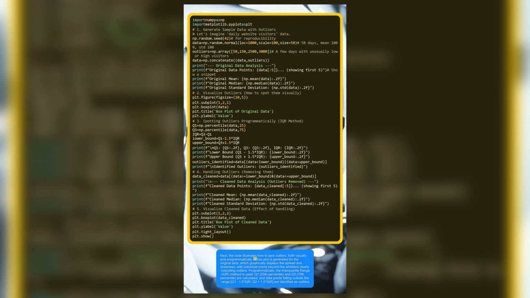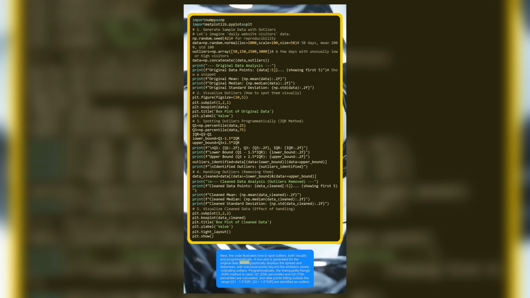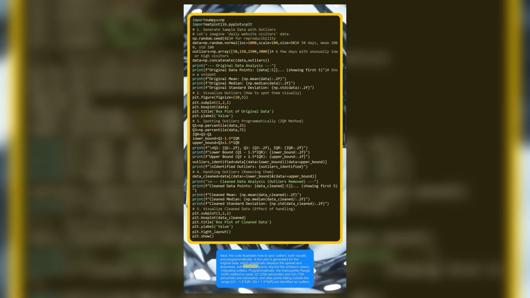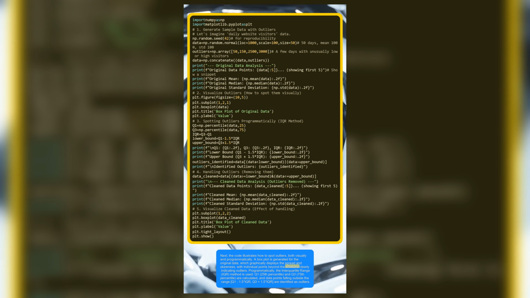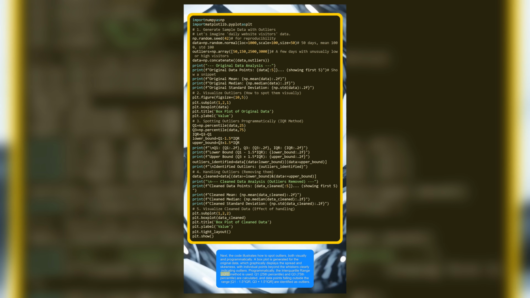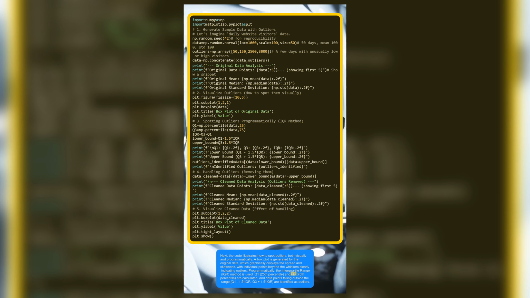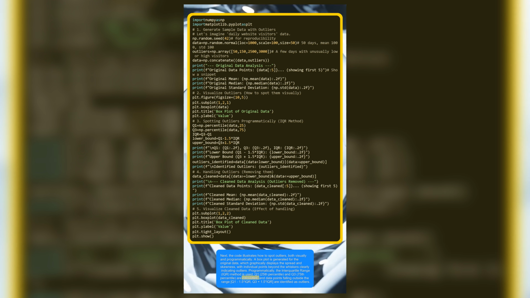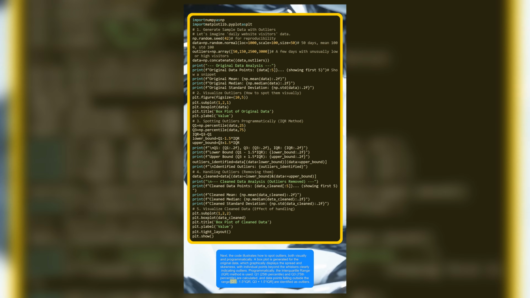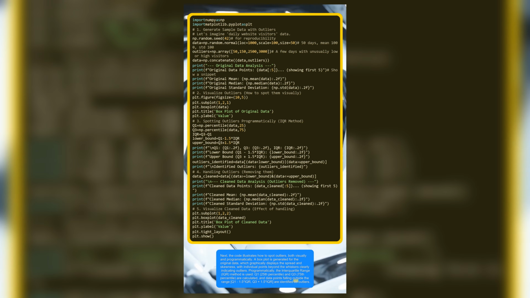A box plot is generated for the original data, which graphically displays the spread and skewness, with individual points beyond the whiskers clearly indicating outliers. Programmatically, the interquartile range, IQR, method is used. Q1, 25th percentile, and Q3, 75th percentile, are calculated, and data points falling outside the range, Q1 minus 1.5 IQR to Q3 plus 1.5 IQR, are identified as outliers.